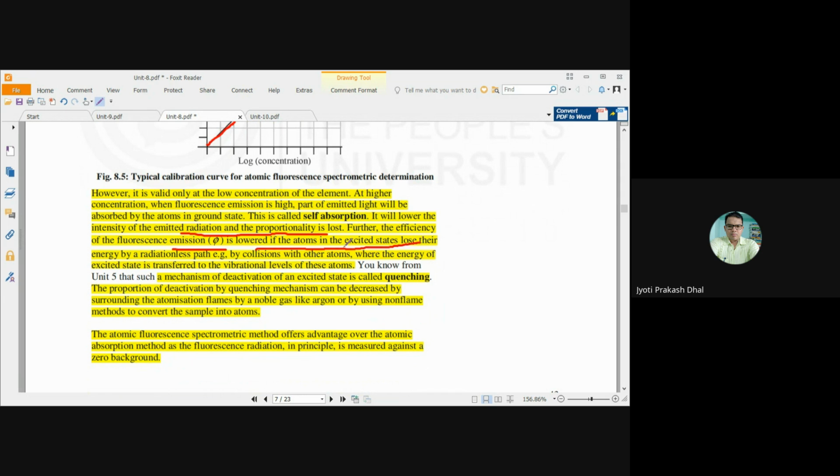for atoms in the excited state that lose their energy by radiationless paths or by collision with other atoms, where the energy of the excited state is transferred to the vibrational energy levels of the other atom. Now, this mechanism of deactivation of an excited state is called quenching. The proportion of deactivation by the quenching mechanism can be decreased by surrounding the atomization flame with noble gases like argon, or by using non-flame methods to convert the sample into atoms.